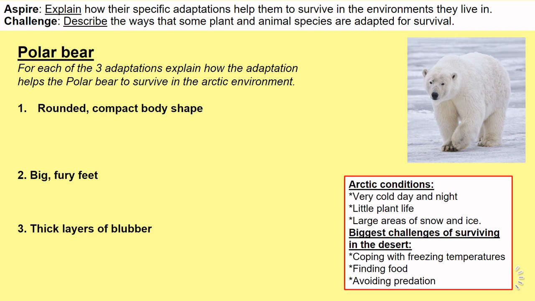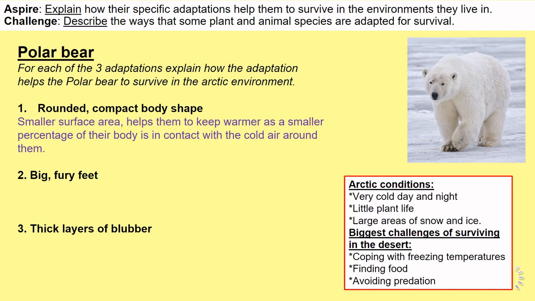Okay, fantastic. What did you come up with? So a rounded, compact body shape, again a smaller surface area, so less of the polar bear would be exposed to the very freezing temperatures in the surroundings it lives in. This is a mechanism which helps it to keep warmer, as a smaller percentage of the body is in contact with the cold air.